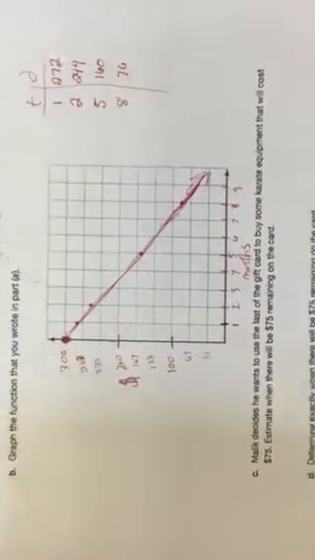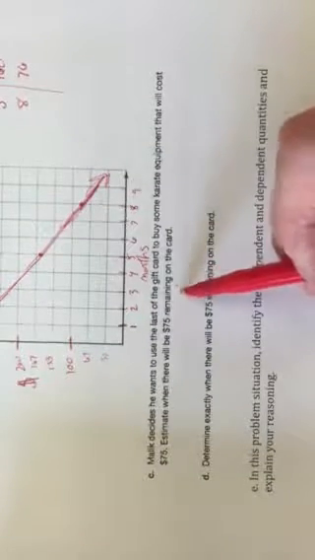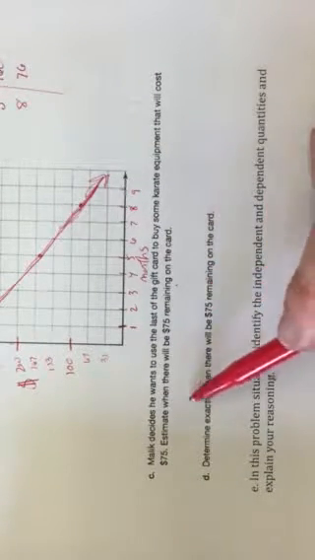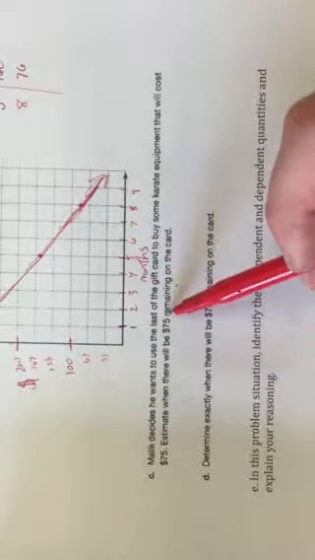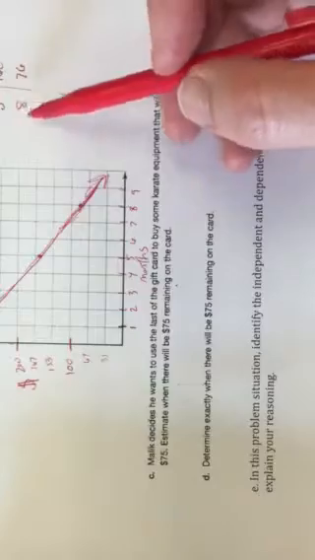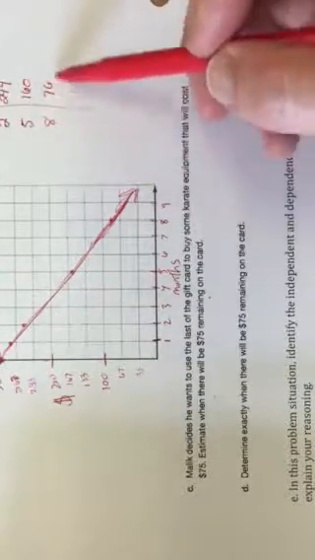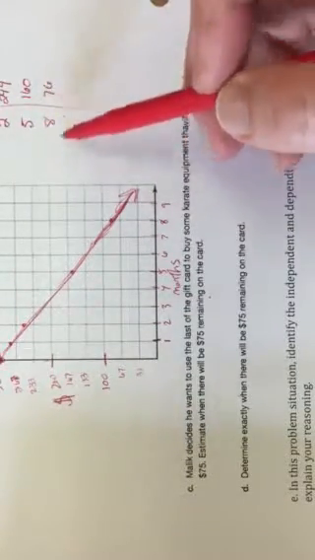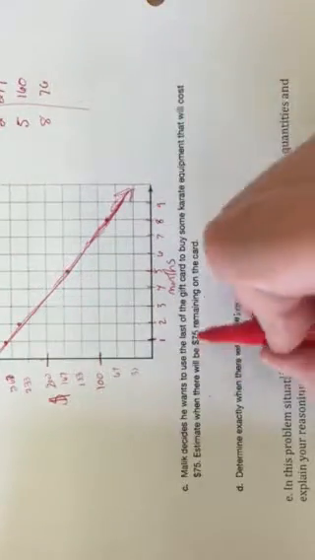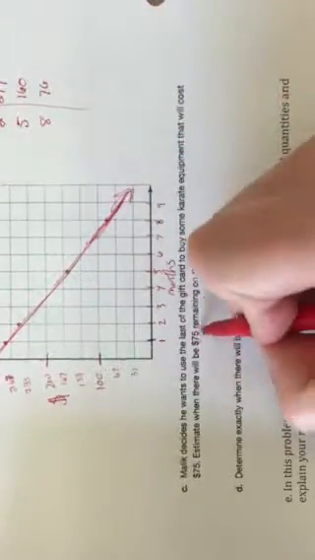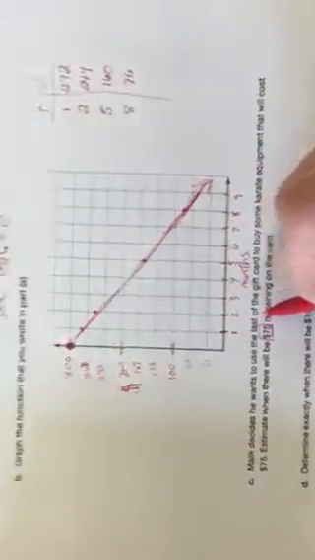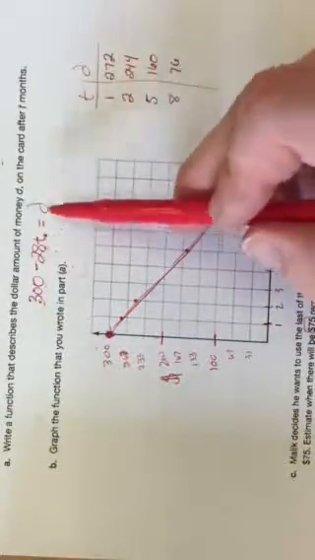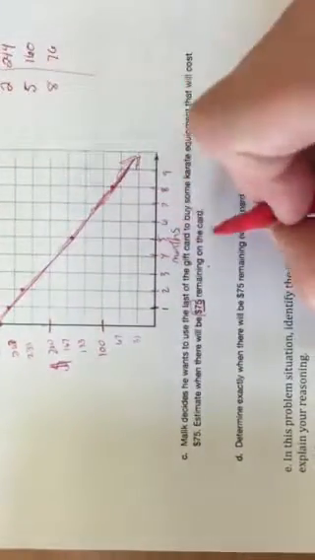Okay, so I graphed that function. Now, Malik decides he wants to use the last of the gift card to buy some karate equipment that will cost $75. So we need to estimate when there will be $75 remaining on the card. Now, I already kind of know around 8 because I did this table. But let's say you hadn't done that, okay? What we would do is we want to know when there'll be 75. So you just put 75 in your equation for D. That's probably the fastest way to do this.